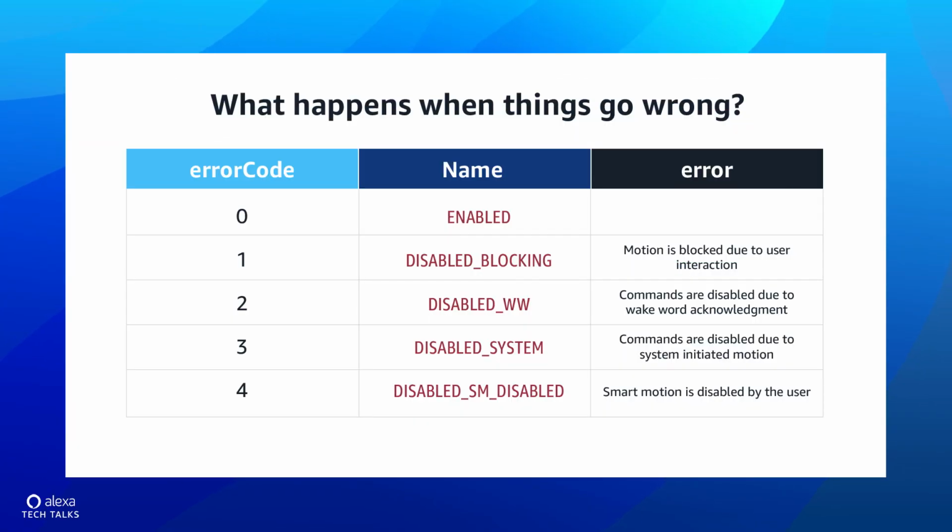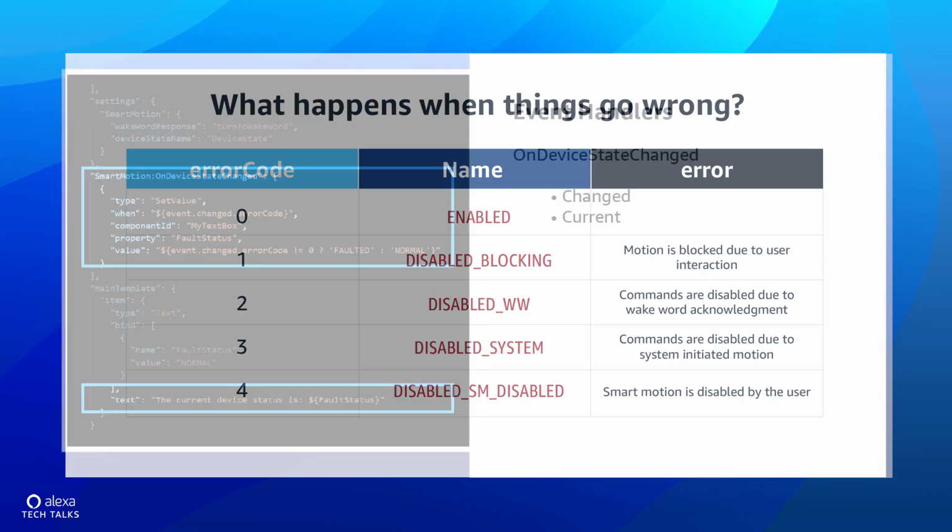Okay, now what happens when things go wrong? So as I mentioned, the data binding object, the live data object, surfaces error codes to you. So you can find out if, for example, motion was disabled by the customer or there was something blocking the device and motion was unable to proceed. If your skill experience really relies on this, then you can react appropriately in the moment.